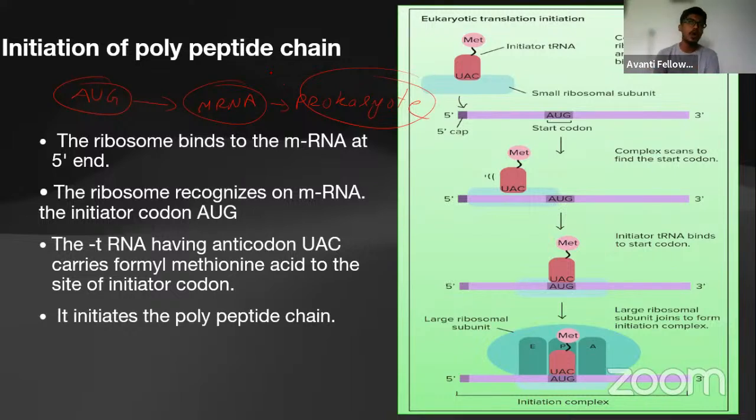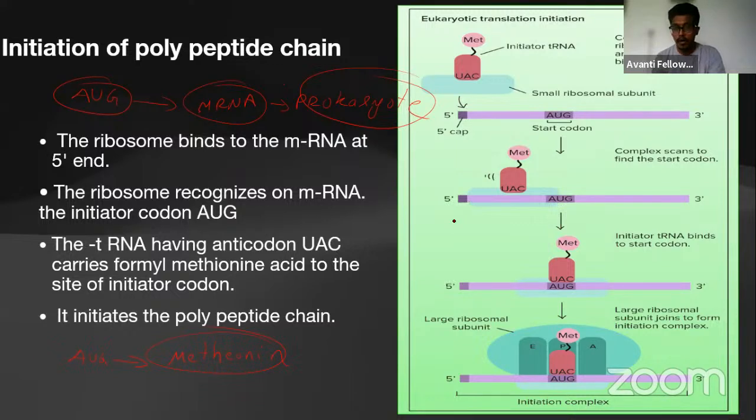In prokaryotes, what happens? Every mRNA starts with a codon called AUG. AUG codes for something called methionine. If it codes for methionine, it has to have a dual function. In the genetic code, you studied that methionine has two roles. One, it acts as an initiator codon, and it also codes for methionine. Correct? No?